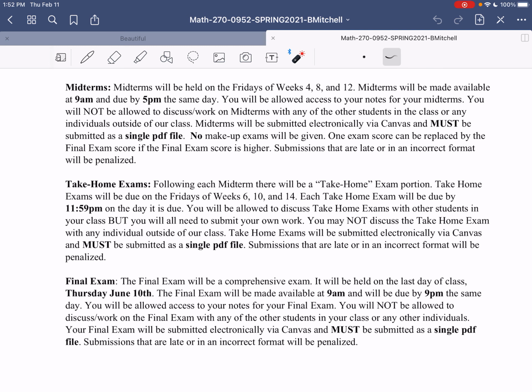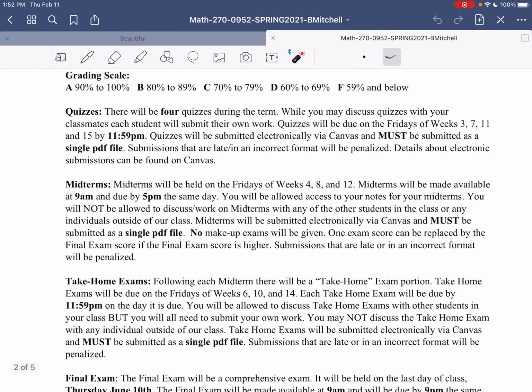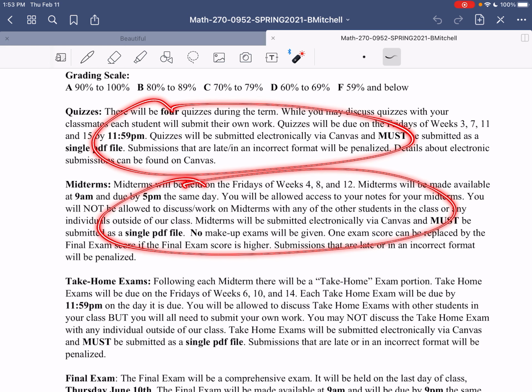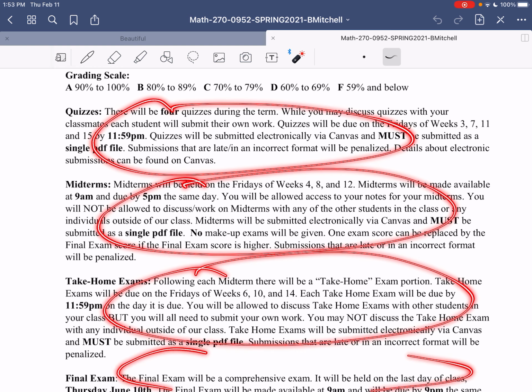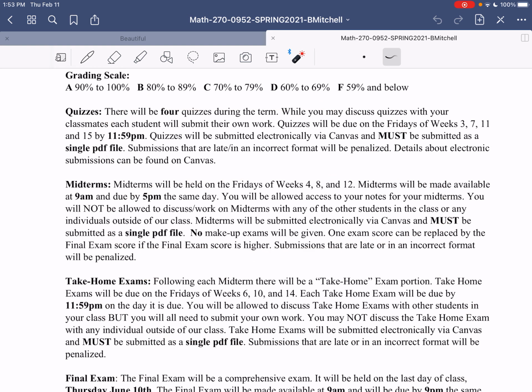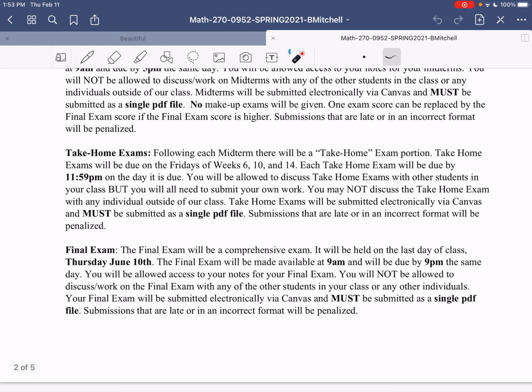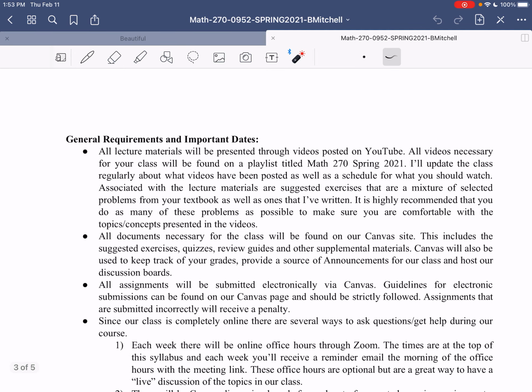So there we go. Those are the 4 categories that determine your grade in this class. All grades will be kept on Canvas, so you can always see how you're doing and be aware of your progress in the class. Once again, your grade will be determined by these 4 quizzes, 3 midterms, 3 take-home exams, and this 1 singular final exam at the end of the term. All right, let's go ahead and move on to page 3.